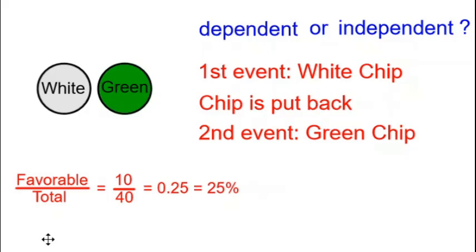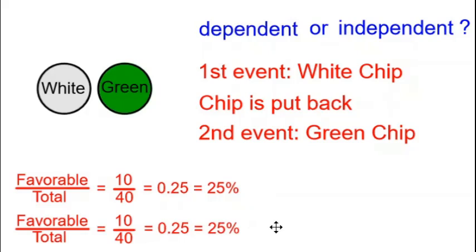Then we put the chip back, and the second event's favorable over total is also 10 over 40. Same decimal, same percent. Because we put the chip back, the number of total chips does not change. And in each case, there were 10 white and 10 green chips. That means that these 2 events are independent. It really has to do with whether the chip is put back or not.